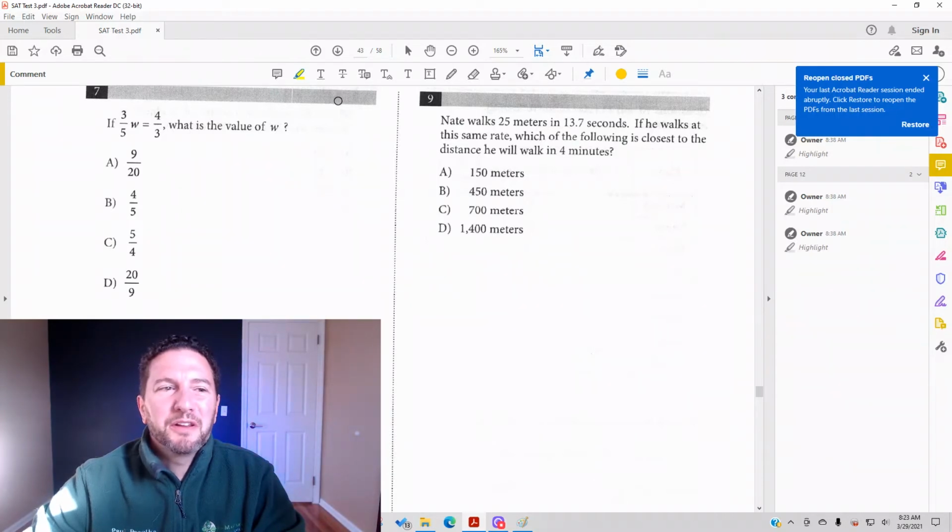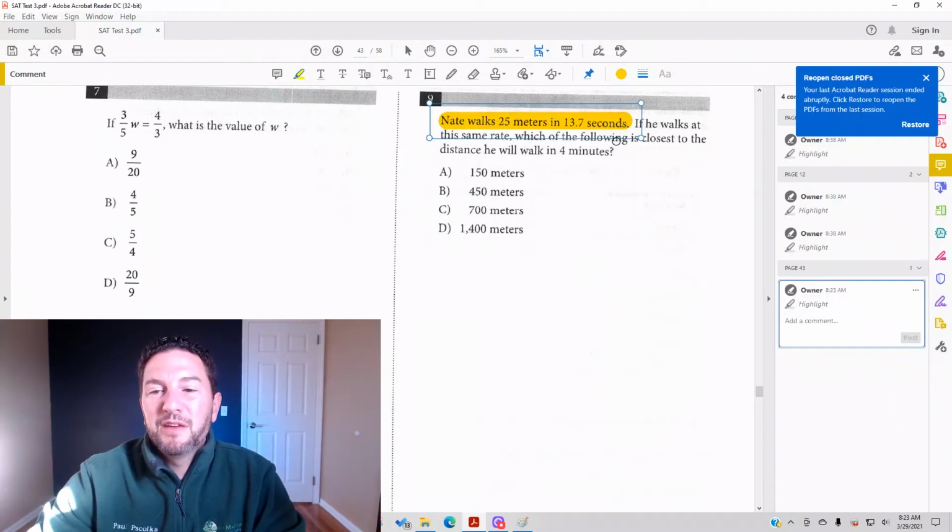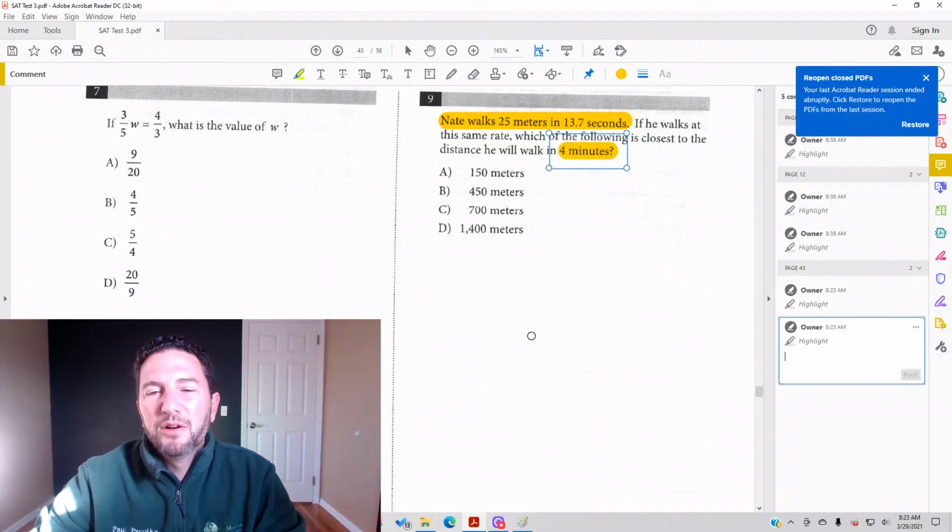Today we're going to look at Test 3, Section 3, Number 9, which reads: Nate walks 25 meters in 13.7 seconds. If he walks at the same rate, which of the following is the closest to the distance he will walk in 4 minutes? So how are we going to approach this?